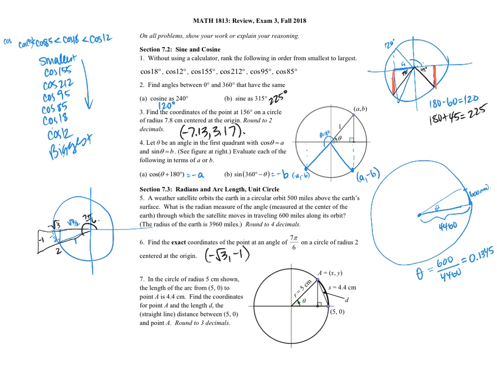Okay, last one. In the circle of radius 5 centimeters, which is shown here, find the length of the arc from (5, 0) to point A. Okay, it's 4.4, so that's the arc length. Find the coordinates for point A and the length D, the straight line between (5, 0) and point A. Okay, so the radian measure of angle theta is the arc length, 4.4, measured in units of the radius, which is 5. And so that is 0.88 radians.